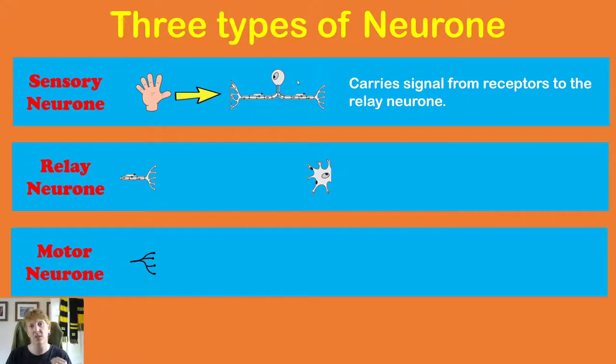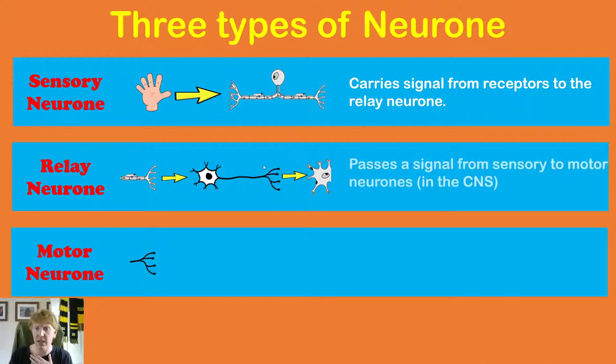And that is what sensory neurons do. Take a signal from outside back, sorry, excuse the cat's tail, and bring it back towards your central nervous system. A relay neuron is, you can actually see the end of the sensory neuron here and the start of the next neuron here. No prizes for thinking that a relay neuron actually carries the signal between these two neurons. So it relays the information from the sensory out to the motor neuron just here. So it passes a signal from a sensory to motor neurons in the central nervous system.